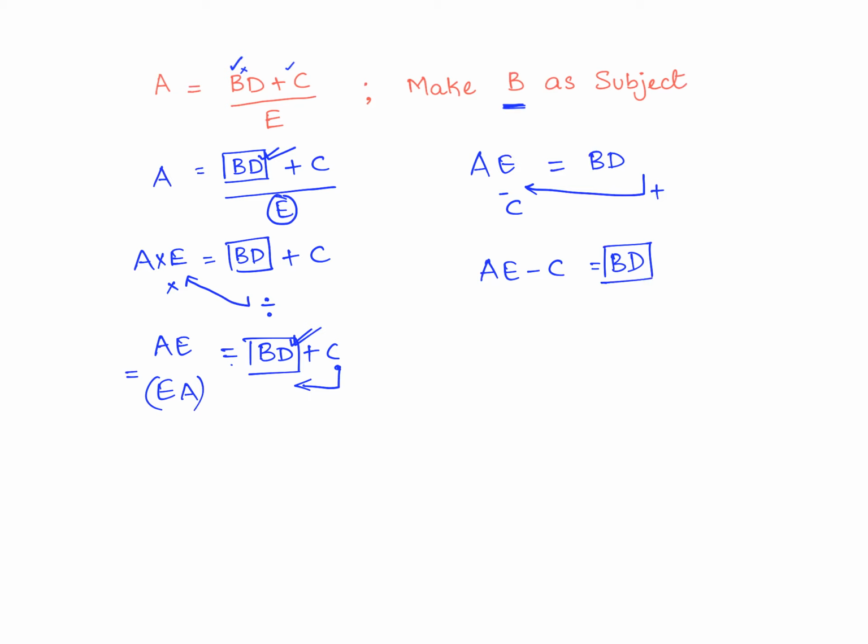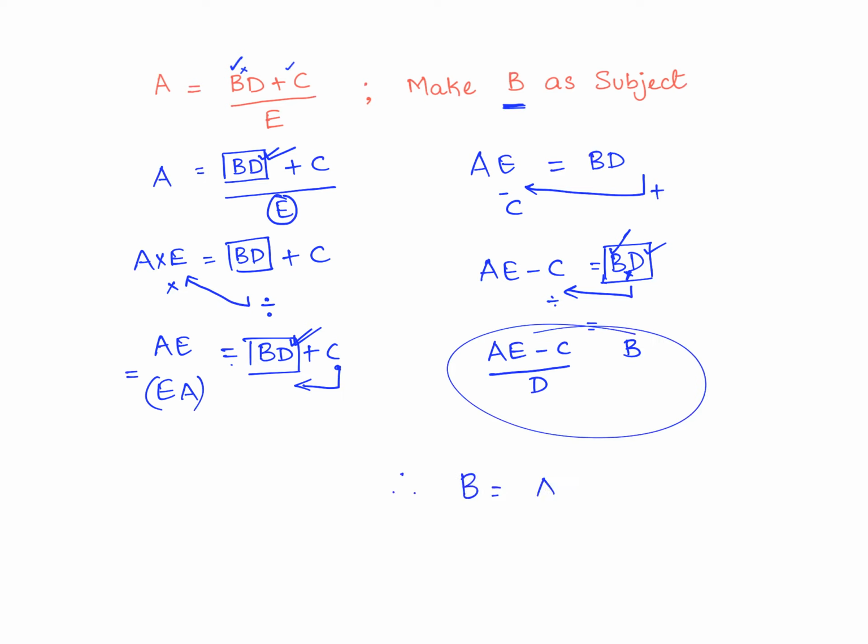So now we have nothing other than this box, so now we need to touch the box. What is there in the box? We need to kick off the things which are other than the subject. Our subject is b, so other than the subject we have d. What is d doing with the b? It is multiplying, so it goes to the other end as division, right? So a e minus c divided by d equals b. Is it clear? So therefore b equals a e minus c by d.